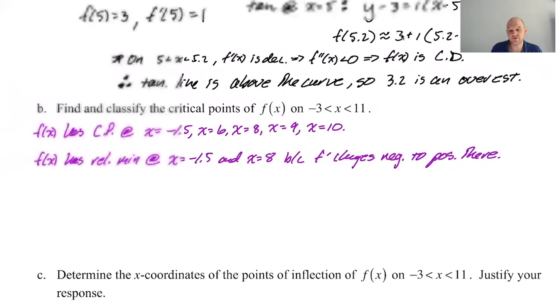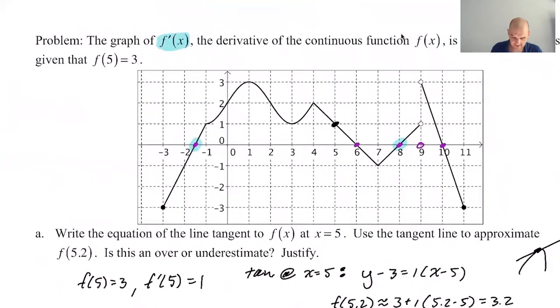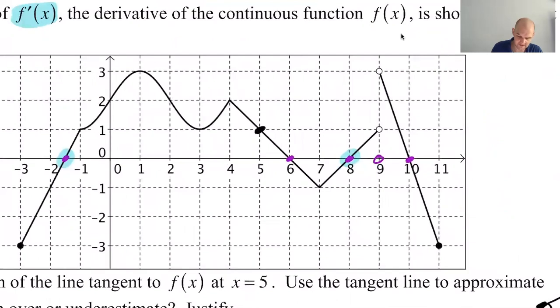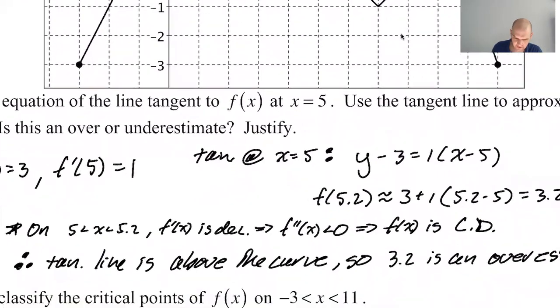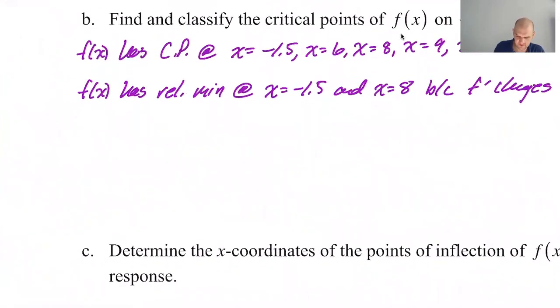Okay, and then we want to do the maximum. So the maximums are where f prime changes from positive to negative. So positive to negative here, and then here. And again, 9, it's a critical point, but like nothing happens. And you get those sometimes. So 6 and 10 are our relative maximums.